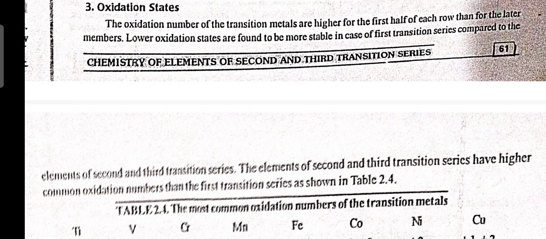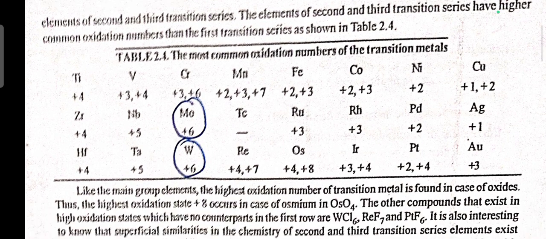The oxidation numbers of the transition metals are higher for the first half of each row than for the later members. Lower oxidation states are found to be more stable in the case of the first transition series compared to the elements of second and third transition series. The elements of second and third transition series have higher common oxidation numbers than the first transition series.